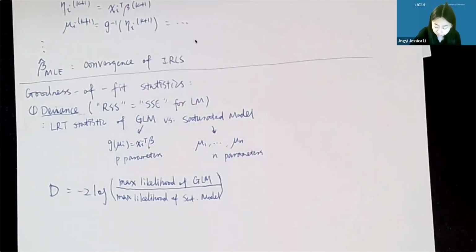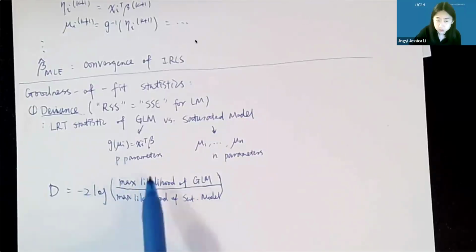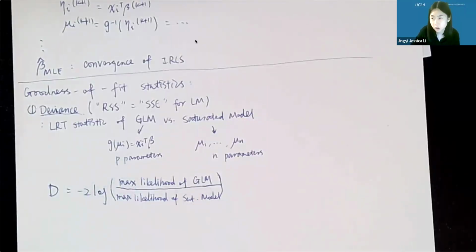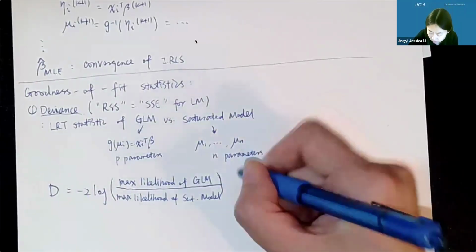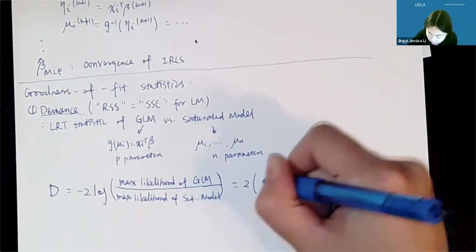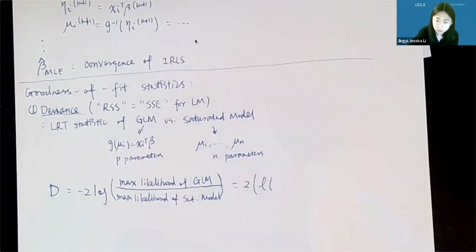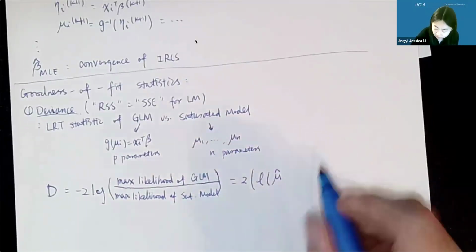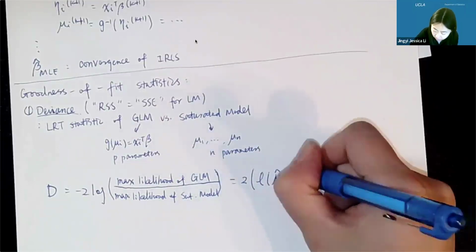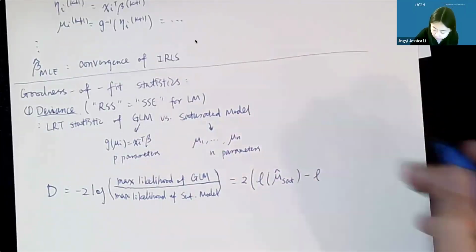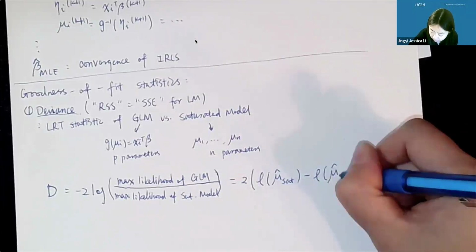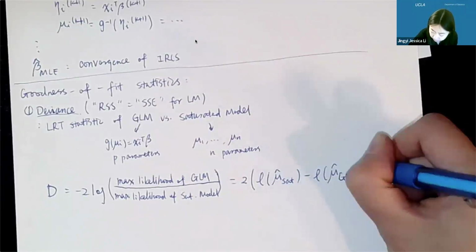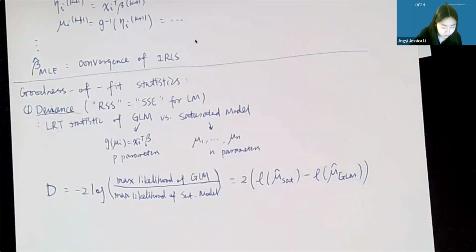And then I can write this log of the likelihood ratio as the difference of two log likelihoods. Because of the negative sign, I can change the order. So it becomes 2 times the log likelihood of the mu parameter vector, which is n-dimensional, estimated under the saturated model, minus the log likelihood of the mu estimated under the GLM. That's the deviance.